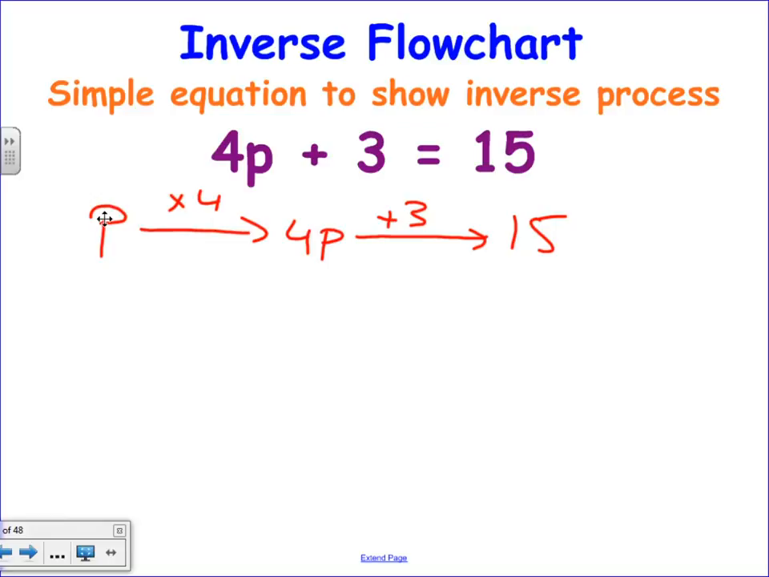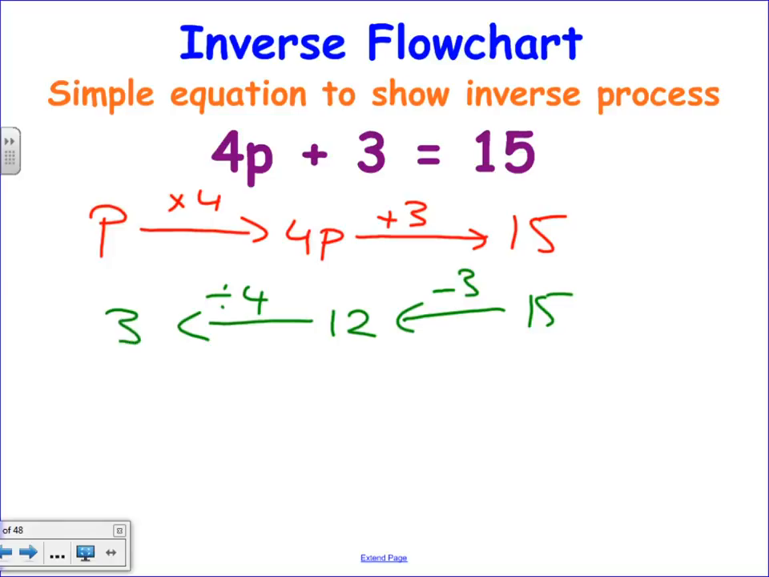So all we do coming in the opposite direction is say, my answer's 15, I do the opposite coming the other way. So the first thing I do is take away 3, which gives me 12. And the second thing I do is do the opposite here, divide by 4, and it gives me 3. So P is equal to 3. 4 times 3 is 12, plus 3 is 15. So can you see how that works? Yeah. Happy? I want you to give it a go then.